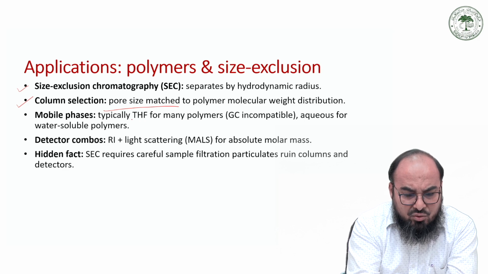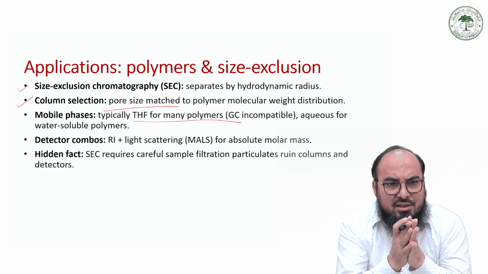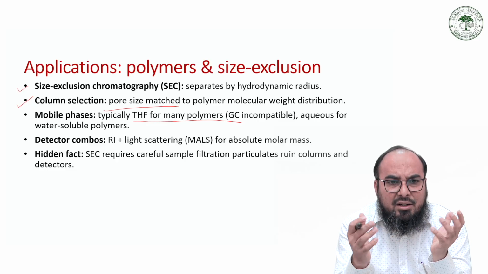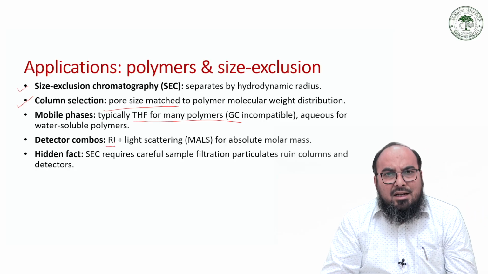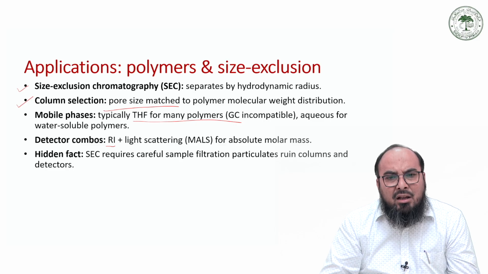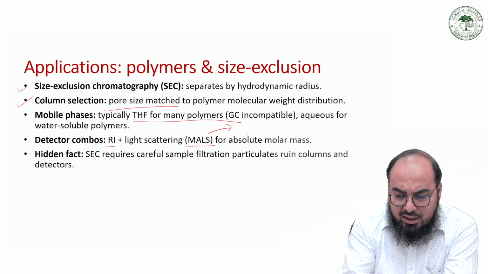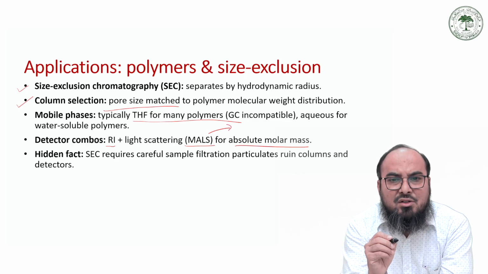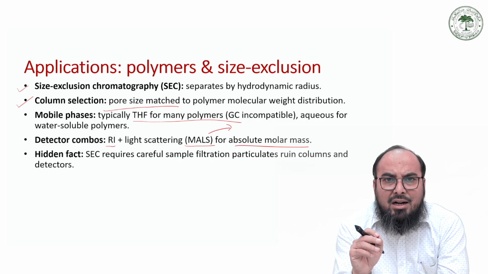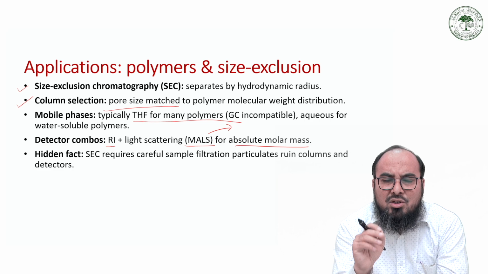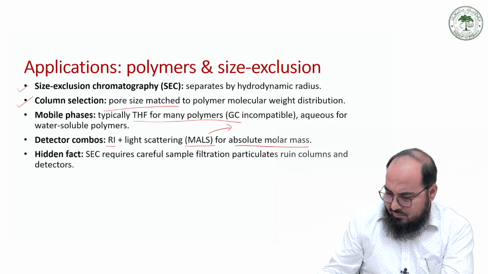Typically, we use THF for many polymers, and sometimes we also use aqueous mobile phases. Here we use more than one detector, which is called detector combos. For example, we use RI with MALS, the multi-angle light scattering detector. This is a very good detector for ascertaining the absolute molar mass. So size exclusion chromatography requires careful choosing of the stationary phase with regard to the appropriate porosity.